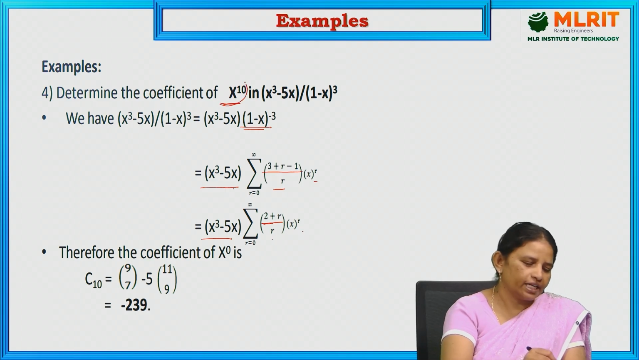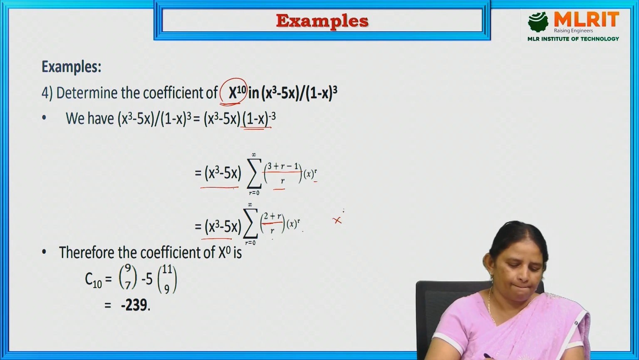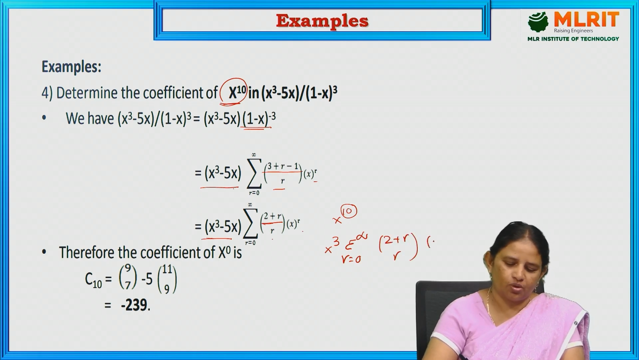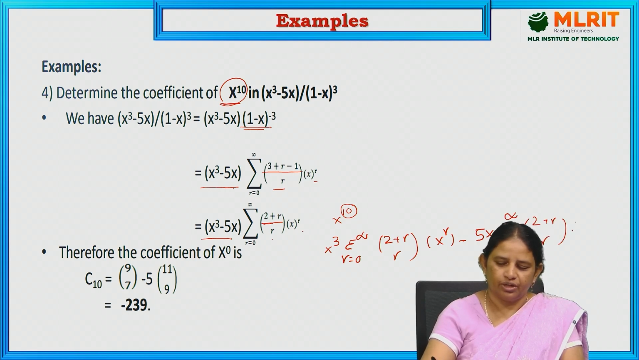To find out x to the power of 10, how to find out x to the power of 10? Already x cube is there. Minus, we need to separate the terms. x cube, again we need to calculate sigma r equal to 0 to infinity, (2 plus r) C r, x to the power of r. Minus 5x. Separate the terms. Sigma r equal to 0 to infinity, (2 plus r) C r, x to the power of r.